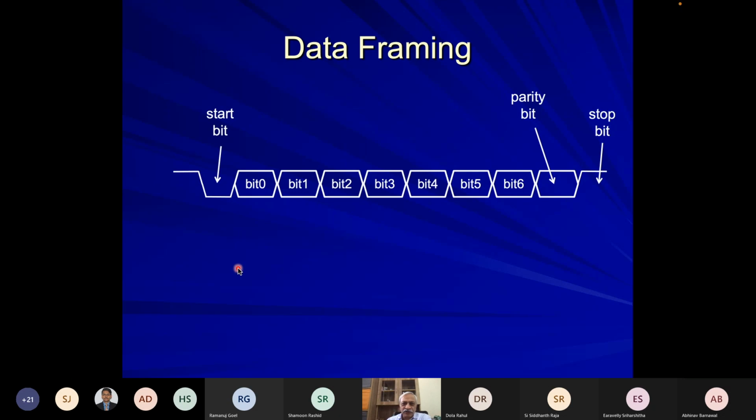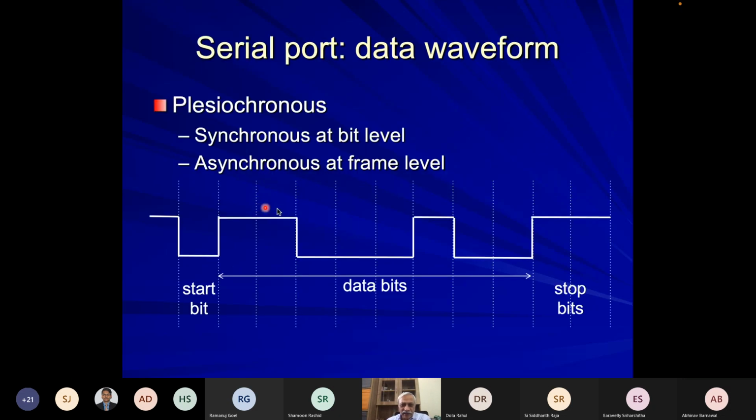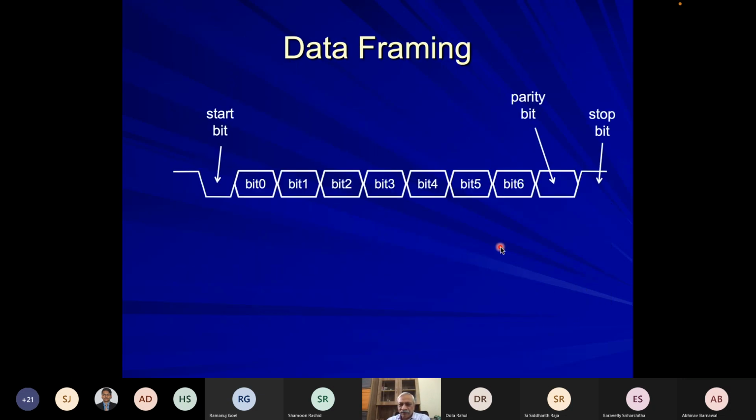This is another picture showing the same thing. So I showed a specific sequence of ones and zeros. So it is 1 1 0 0 0 1 0 0. But in general, a diagram like this indicates that there are 7 bits. Any of these could be 1 or 0. So there is of course a start bit, and in this example there is an 8th bit which is the parity bit, and then there is a stop bit.